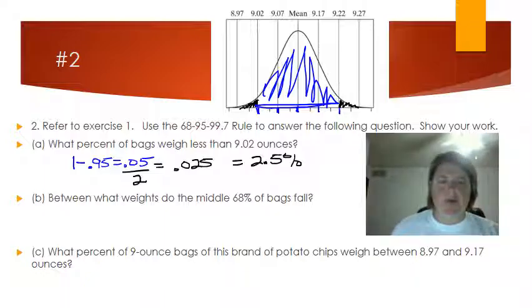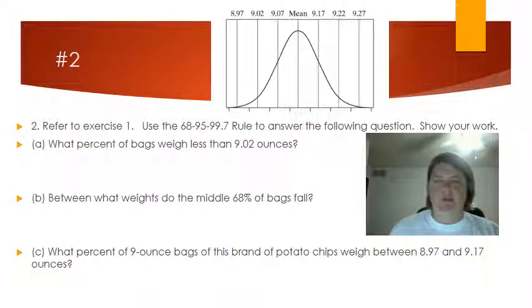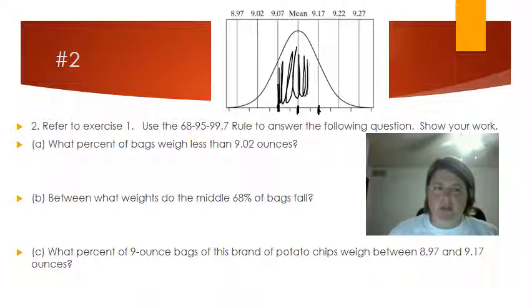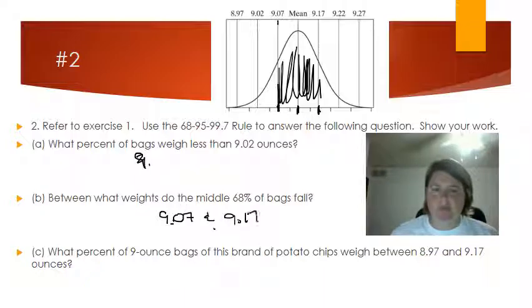Right? Between what weights did the middle 68% of the bags fall? So the middle 68% is 1 standard deviation from the mean. So there's the mean. There's 1 standard deviation. There's 2 standard deviations. So between what weights? So that would be 9.07 and 9.17.